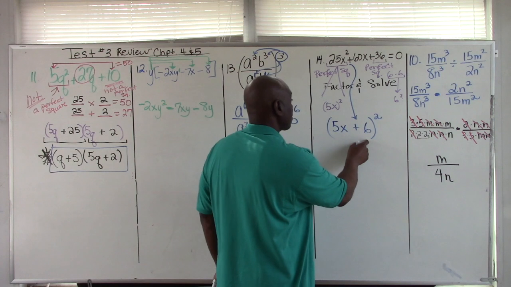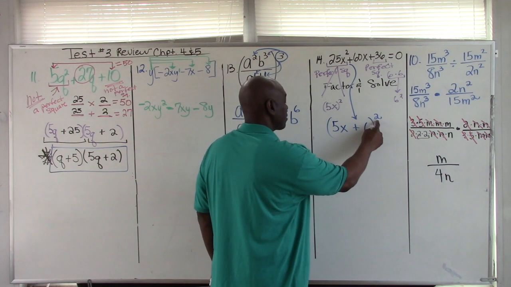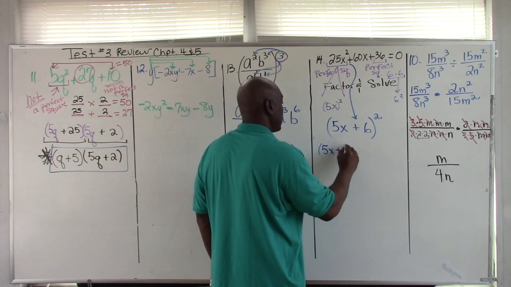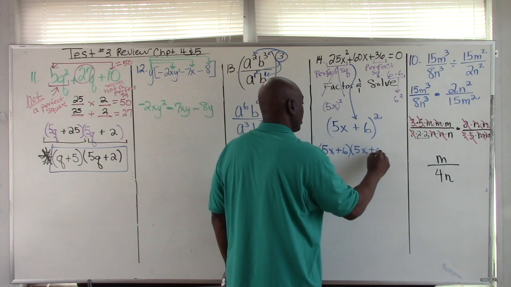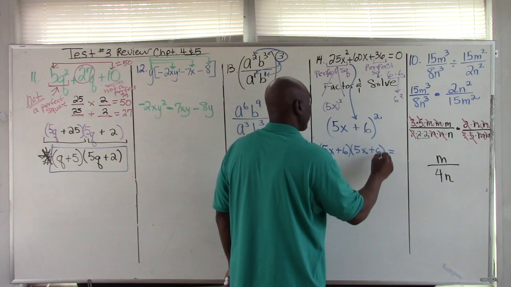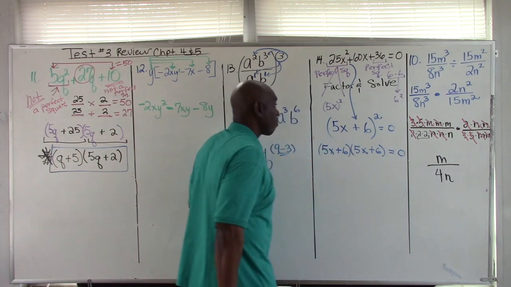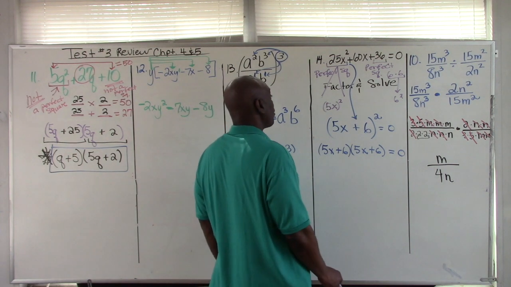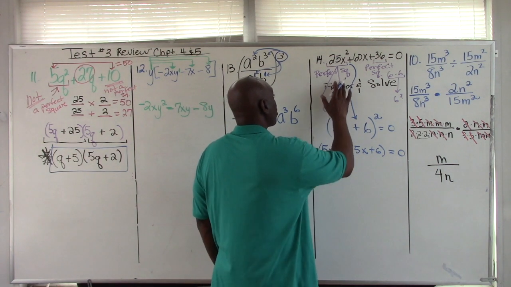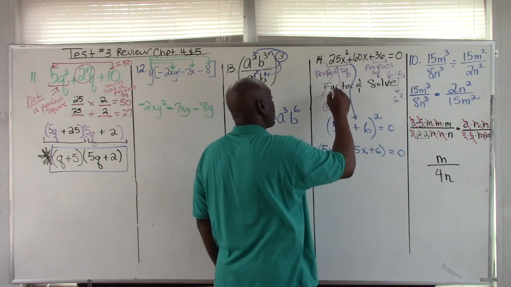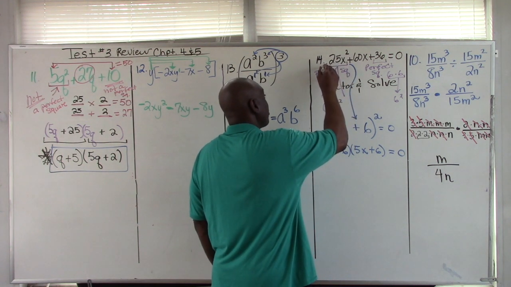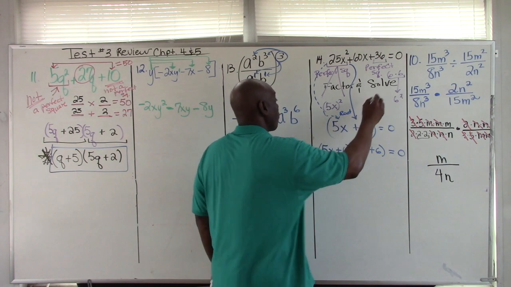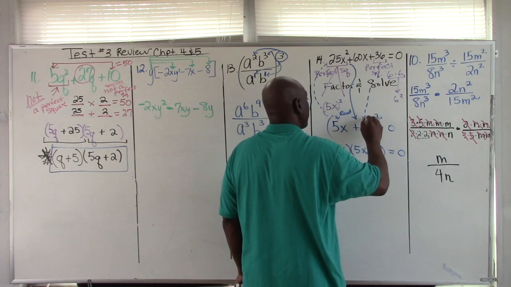So I have 5x plus 6 twice. So in essence, I have 5x plus 6 one time and 5x plus 6 two times. Okay? There you go, it's a perfect square. And so basically, the 5x squared, this 5x is like the root of it. And right here, 36, this 6 is like the root of it.